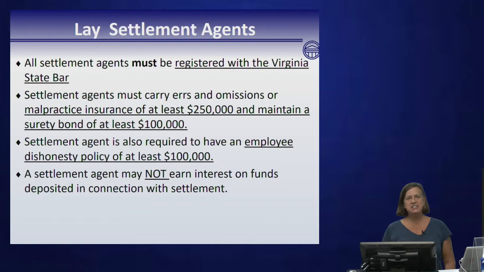Your settlement agent is also required to have an employee dishonesty policy to cover any other employees of at least $100,000. A settlement agent is not allowed to earn any interest on funds that are deposited in their trust account in connection with the settlement.